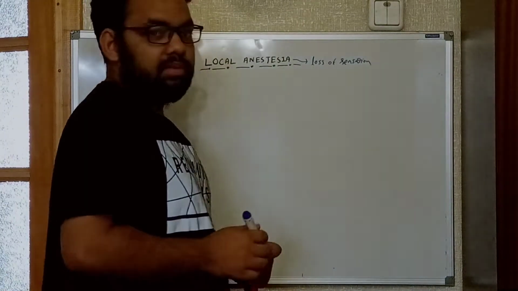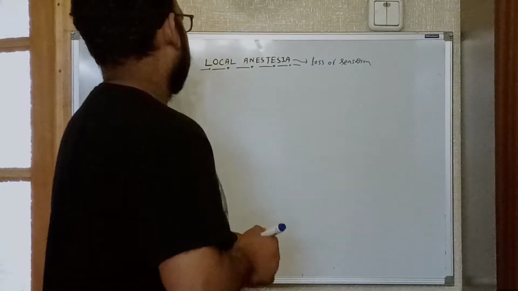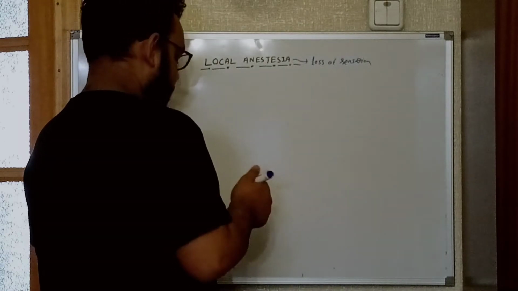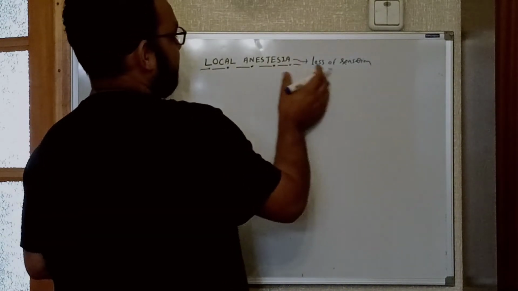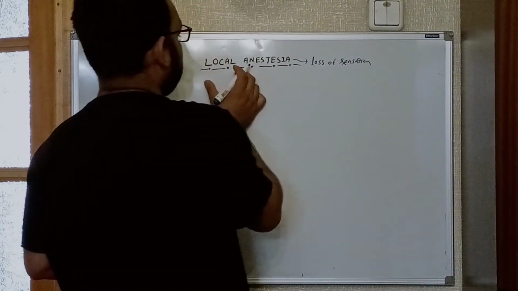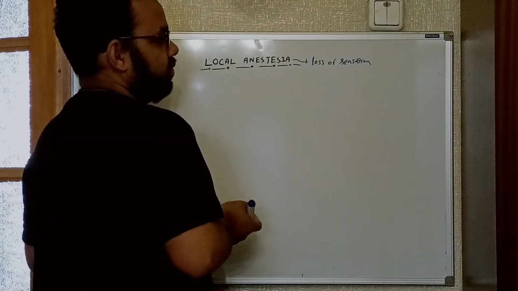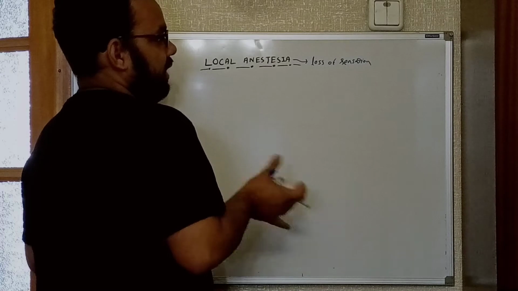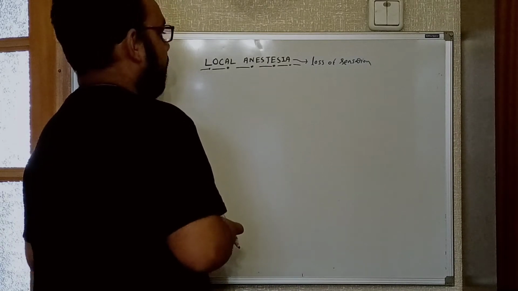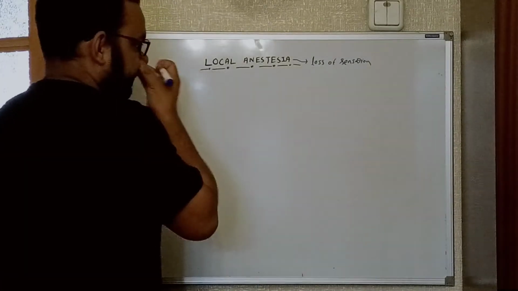Before starting the topic in detail, let's define the words. What do we mean by anesthesia? Anesthesia means the loss of sensation, and local means we use the drugs localized to a particular organ, a particular place where we need to do the surgery or any such procedure. So, the local anesthetic drugs.